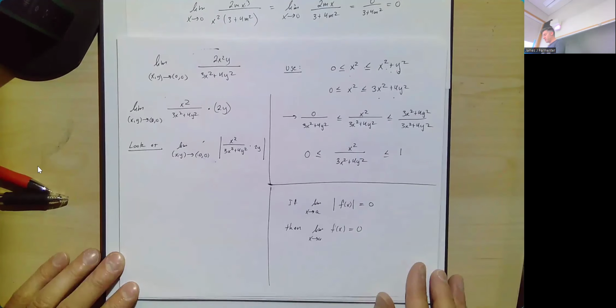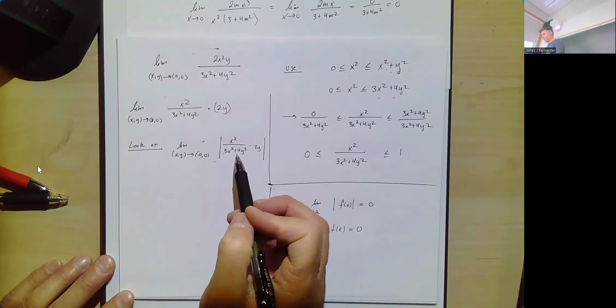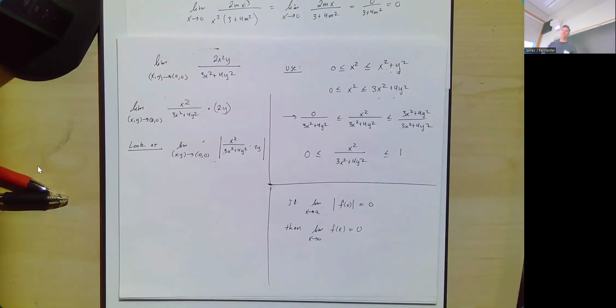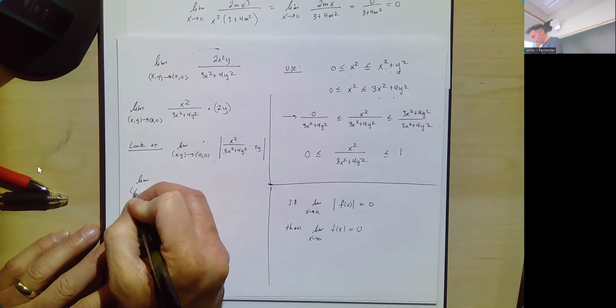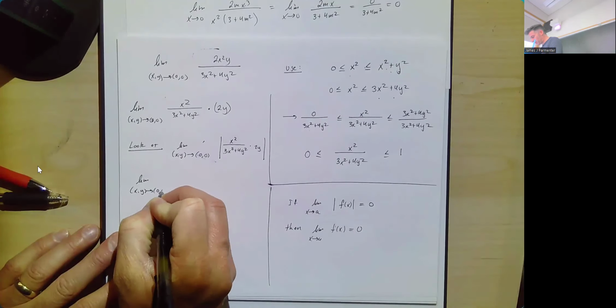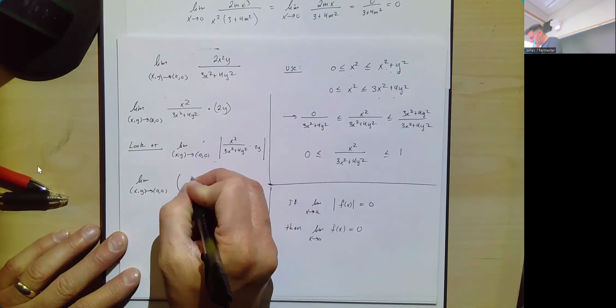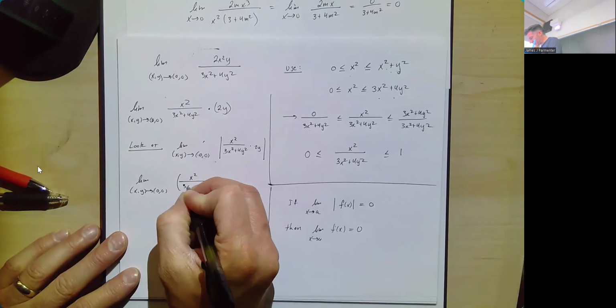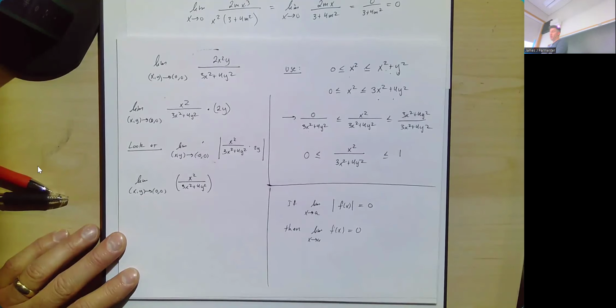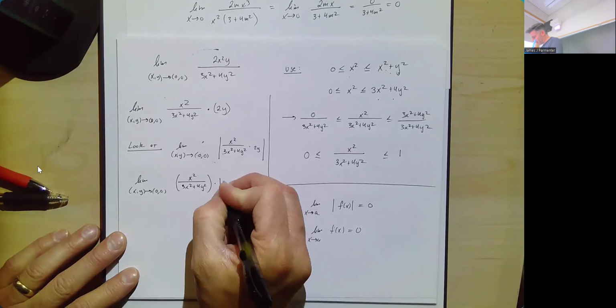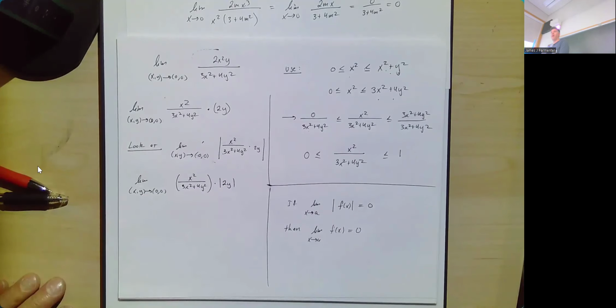I will point out x squared over 3x squared plus 4y squared is already always positive or non-negative, so the absolute value doesn't change anything about it. So I'm going to rewrite this as the limit as x, y approaches 0, 0 of x squared over 3x squared plus 4y squared, outside of the absolute value because it doesn't need to be inside of it, times the absolute value of 2y.